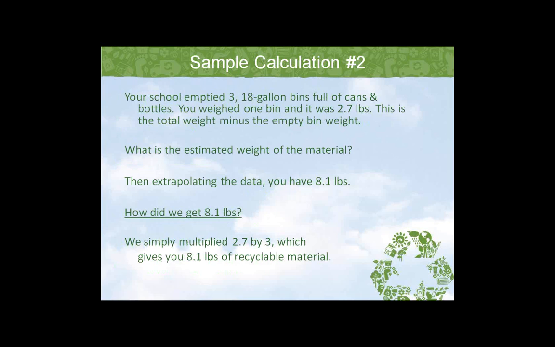For our second sample calculation, we'll be converting 3 full 18-gallon bins that contain a mix of cans and bottles and have been collected during the competition. Using the recyclable conversion factors, there's 0.16 pounds per gallon. So 3 full 18-gallon bins of cans and bottles would be 8.1 pounds. To get this calculation, we first calculated how much one 18-gallon bin full of cans and bottles weighs by cross-multiplying and finding that one bin weighs 2.88 pounds. Since there are 3 of these full bins, we simply multiply 2.88 pounds by 3 to get 8.64 pounds.